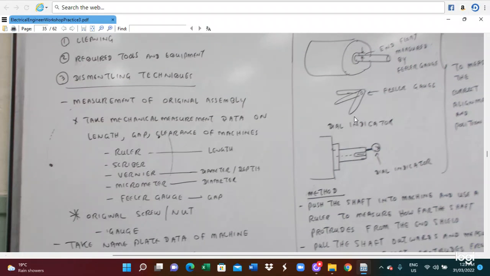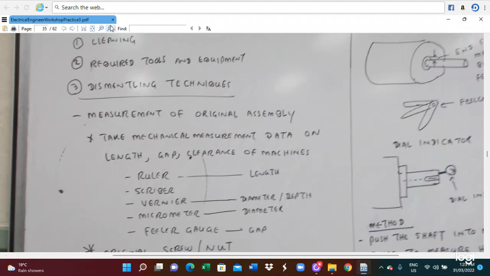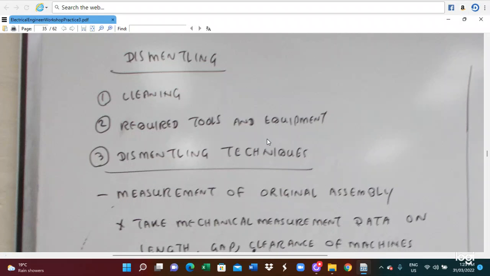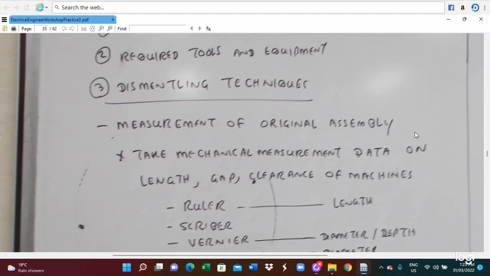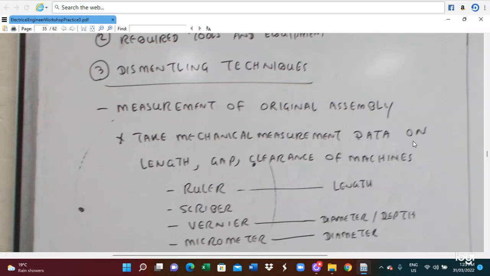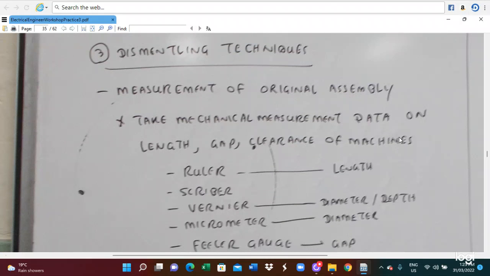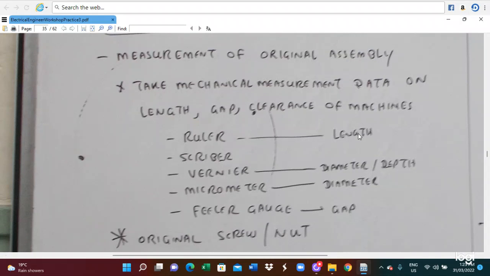So then we also have to talk about the dismantling. When you do dismantling, we have to utilize cleaning. We have to collect the required tools and equipment. We also have to follow the dismantling techniques. The measurement of the original assembly has to be followed. We have to take the appropriate mechanical data on the length, gap, and clearance of the machine.